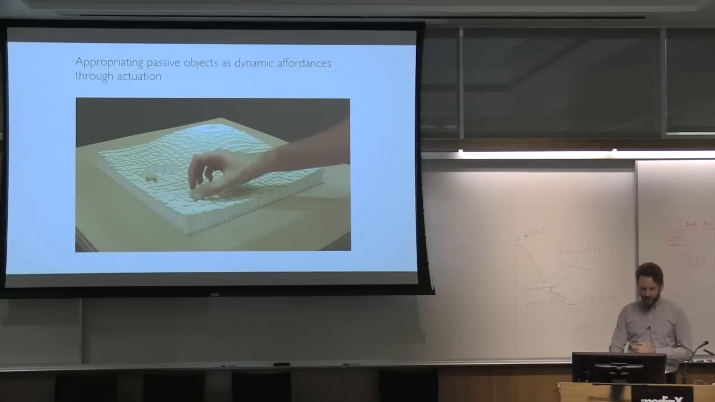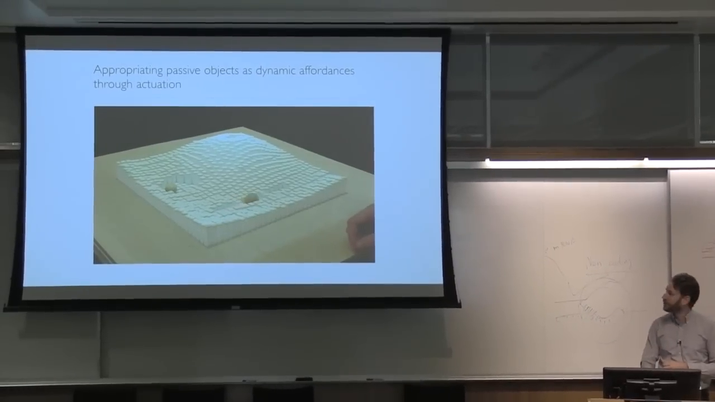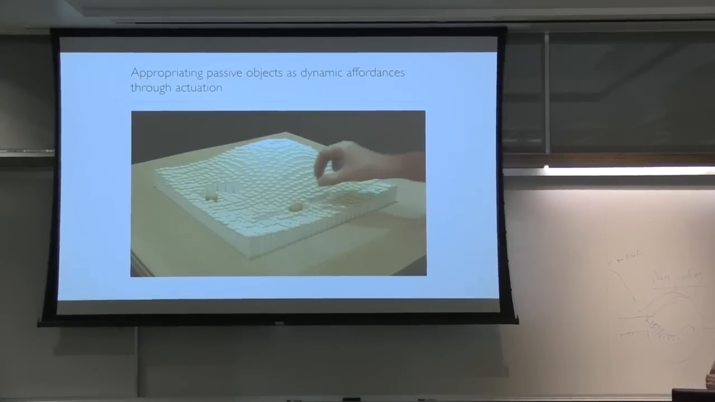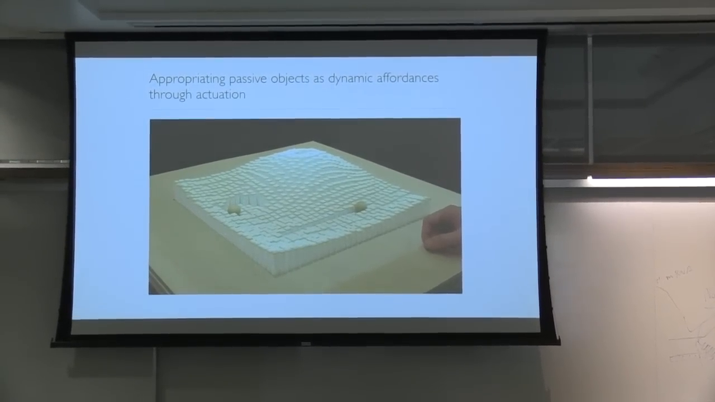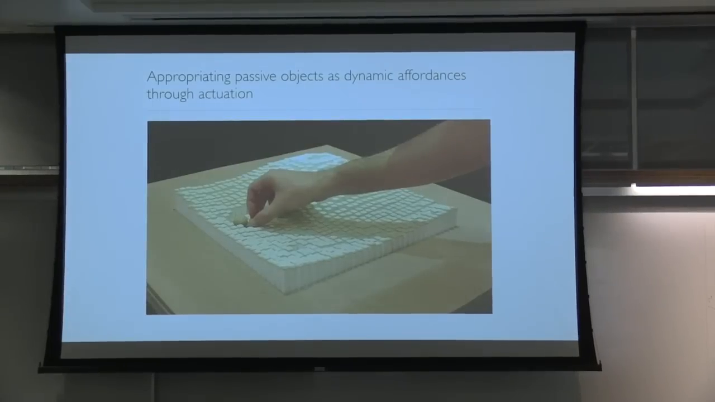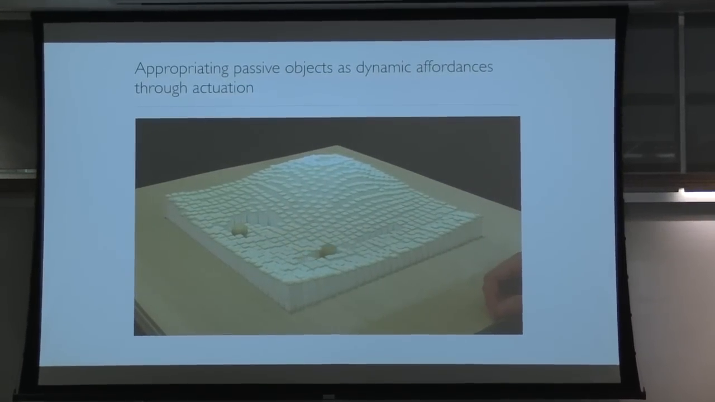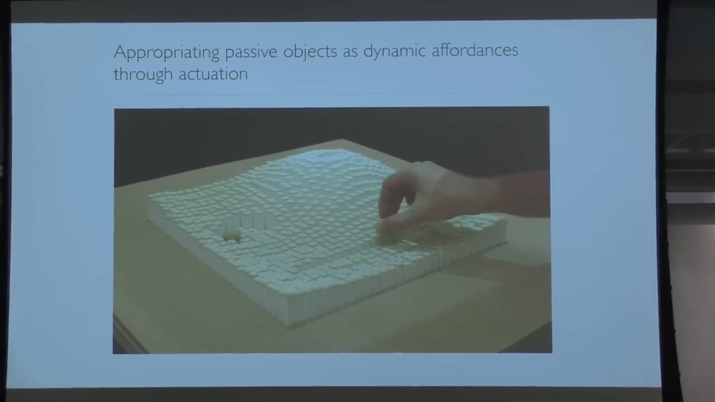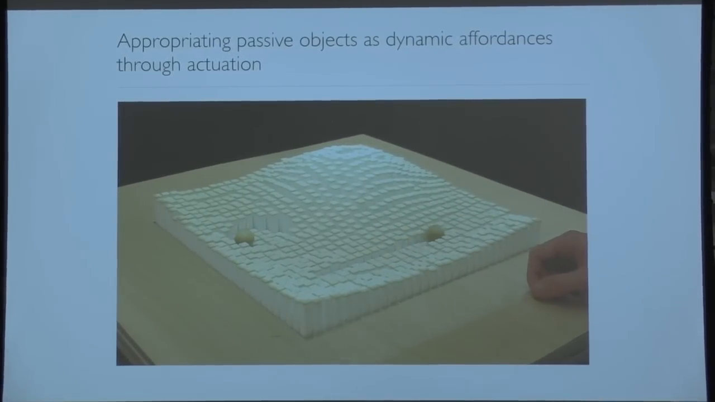So the other thing we can do is appropriate passive objects as dynamic affordances. For example, we can have a physical object, and we can actually use the display to move those objects as well, and now make them physical. So for example, in this case, I'll just play this again. You have sort of a scroll bar or a playback bar. As you push this marble in here, it gets moved along as it's playing back audio, but I neglected to plug in the audio.